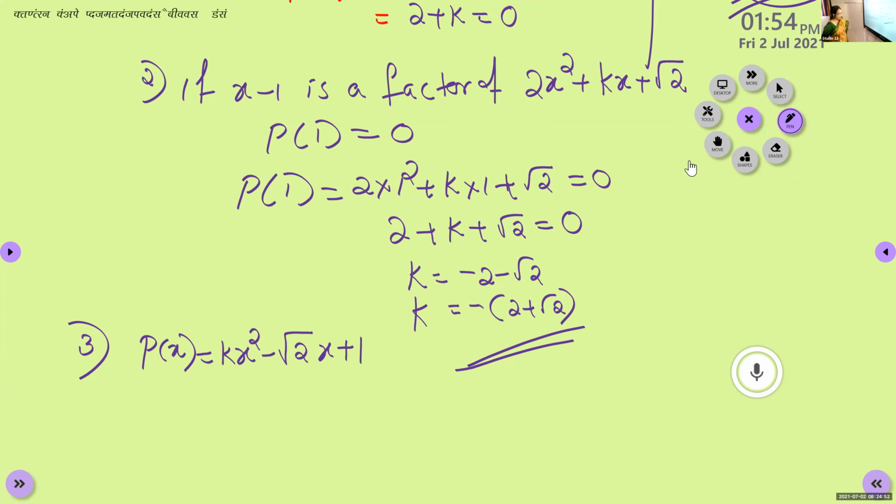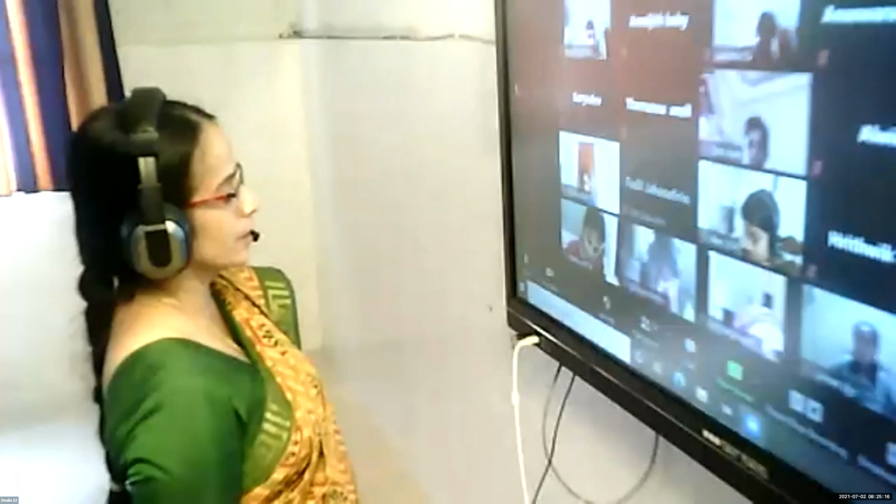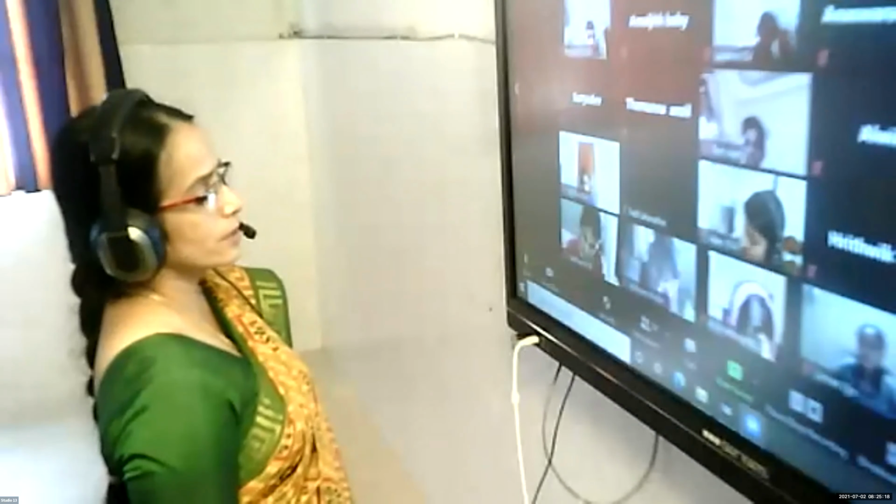What is the value of k in question number 3? Ma'am, is it minus 1 plus root 2? Yes, root 2 minus 1 or minus 1 plus root 2. How many of you got the correct answer? Root 2 minus 1.